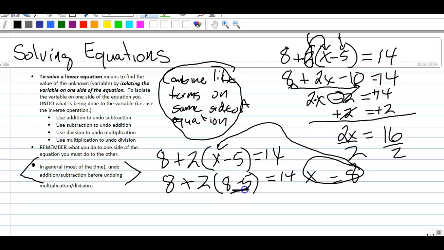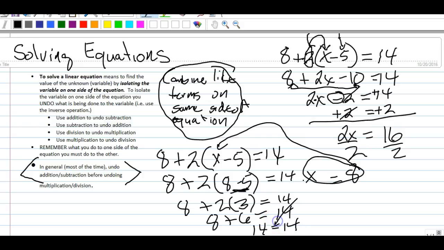And now I can combine these. Couldn't combine the two terms here because they're not like, but here I can combine the two terms. And that gives me 8 minus 5, which is 3. So that's 8 plus 2 times 3 is equal to 14. Now remember, when I simplify this, if I did this correctly, the left side should be equal to the right side. So that's 8 plus 6 should equal 14. 14 is equal to 14. It is solved correctly.